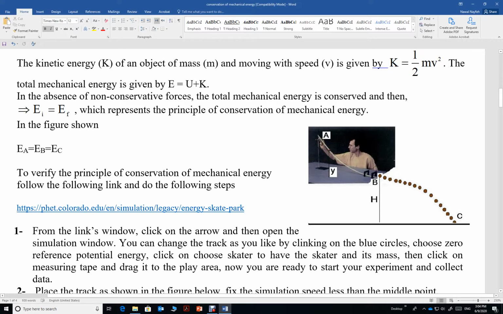So now I'll follow the link, open it, and show you how to control some patterns in the window and how to collect the data. For different heights, different y, we'll measure the velocity at C and the velocity at B, and then we'll calculate the total mechanical energy at these three positions. So now, to open the simulation, right click on Control, and then the simulation will open.